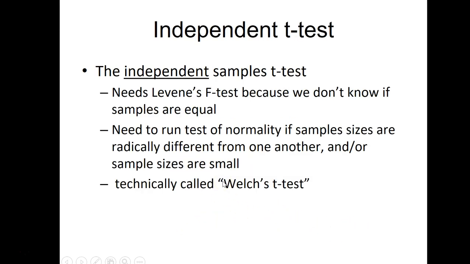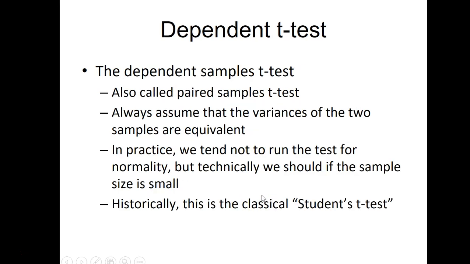So, for the independent samples t-test, as we just said, we need Levene's F-test to determine if the variances are equal. We need to run the Kolmogorov-Smirnov test to determine if they are normal or not. Technically, the independent samples t-test is called the Welch's t-test. I don't ask you about that. Don't worry about it. But maybe you want to know, because why not? It's a good name. Welch's t-test.